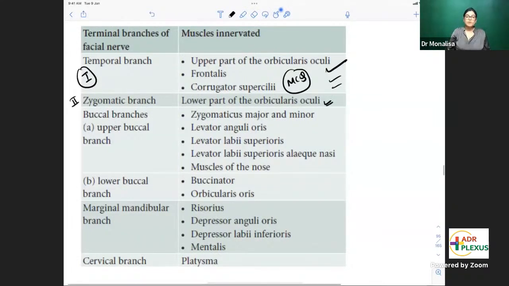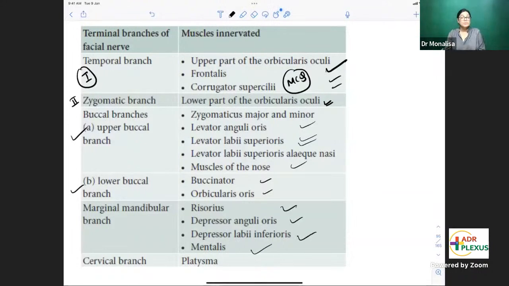Zygomatic supplies the lower part of orbicularis oculi. Upper buccal gives innervation to zygomaticus major, levator labii superioris, alae nasi, and the muscles of the nose. The lower buccal gives innervation to the buccinator and orbicularis oris. Marginal mandibular supplies risorius, depressor anguli oris, depressor labii inferioris, and mentalis. And the fifth one is the cervical branch, which gives innervation to a muscle located in the superficial fascia called the platysma muscle, an example of panniculus carnosus muscle.